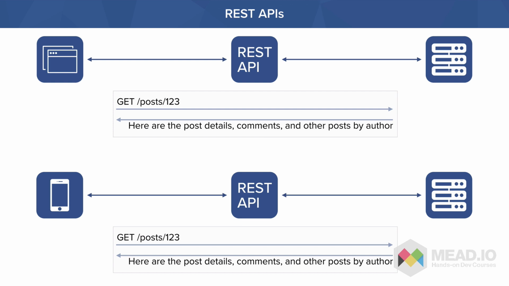With GraphQL, it is the individual client that determines what data it gets back from the server. With a REST API, it is the server that determines what data gets sent back to what endpoint. And that's a huge difference.